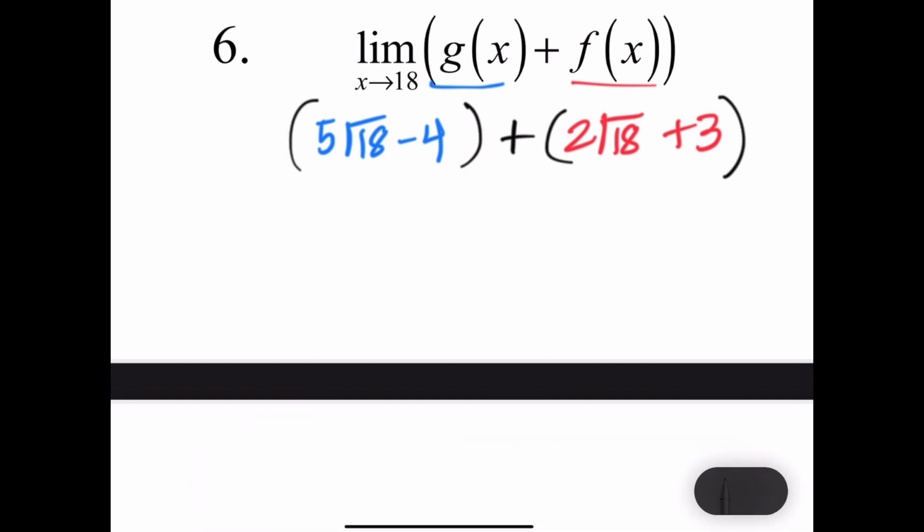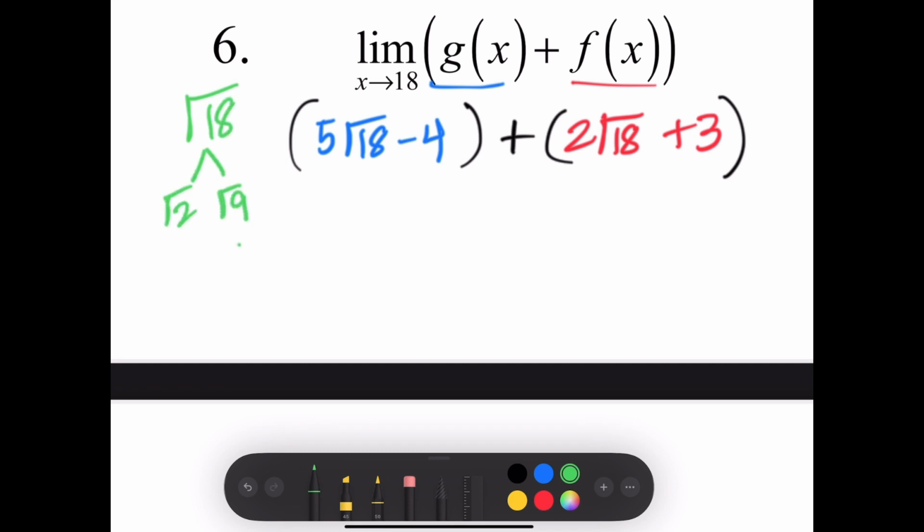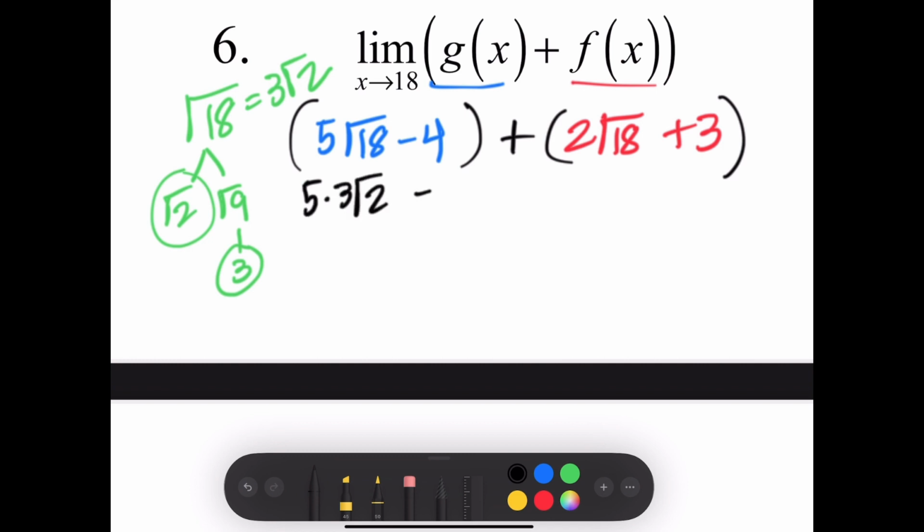So I'm going to get 5 radical 18 minus 4. And you know what? Let me go ahead and simplify radical 18 while we're at it. So radical 18 is the same as radical 2 times radical 9. And radical 9 is 3. So this is the same as 3 radical 2. So here I'm going to have 5 times 3 radical 2 minus 4 plus 2 radical 3 radical 2 plus 3, okay?